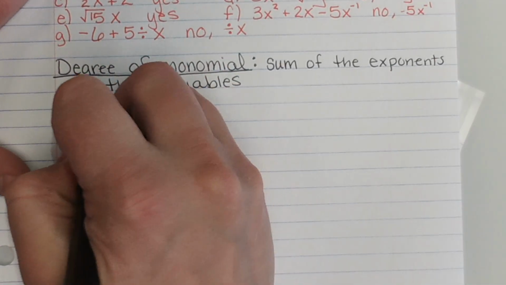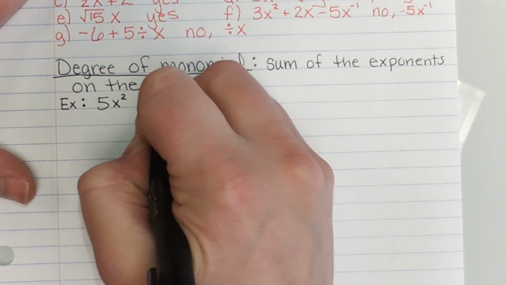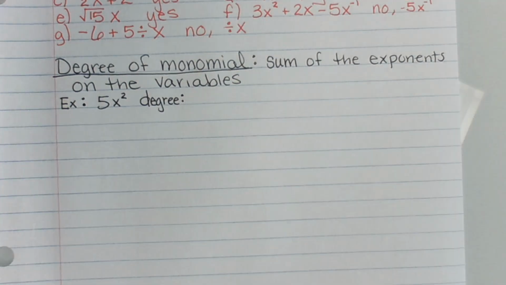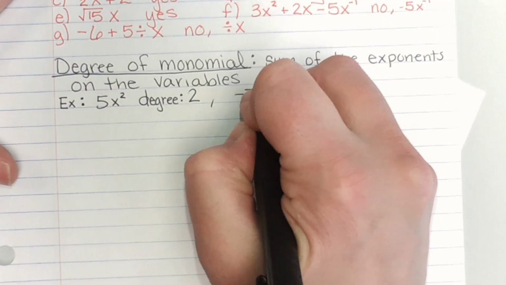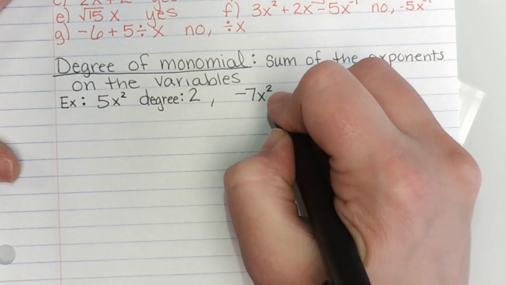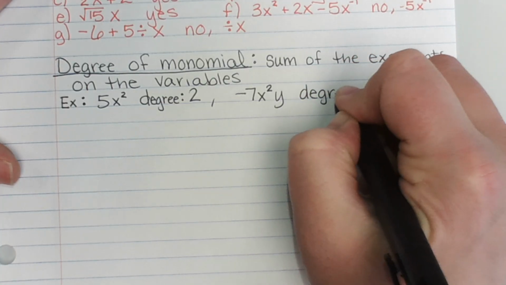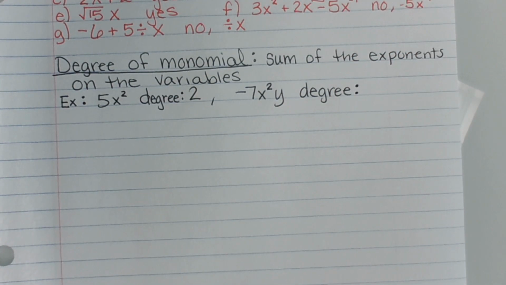So if I have the term 5x squared, the degree of that would be, well, I look for my variables. There's only one, right? What's the exponent on it? 2. Since there's only one variable, the degree is that exponent. If I had something like negative 7x squared y, degree of this, I look for all my variables. How many variables I got this time? 2. So I got to look at all their exponents. What's the exponent on the x? 2. What's the exponent on the y? 1. Add them together. 3.